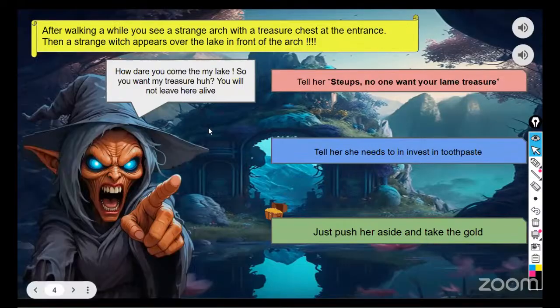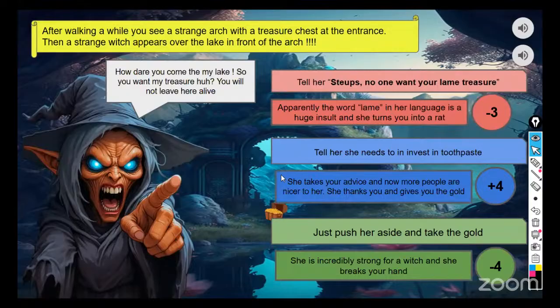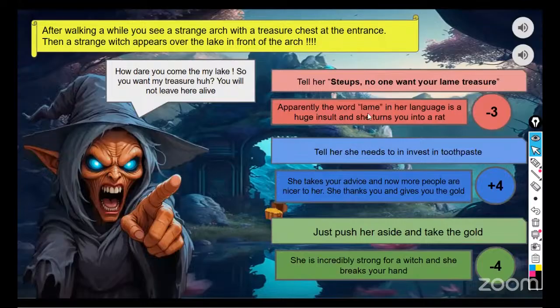All right, let's see. Okay. So the first one, if you tell her nobody wants her treasure, then the word lame in her language is a huge insult and she turns you into a rat.